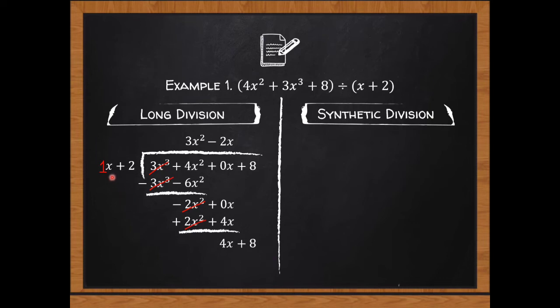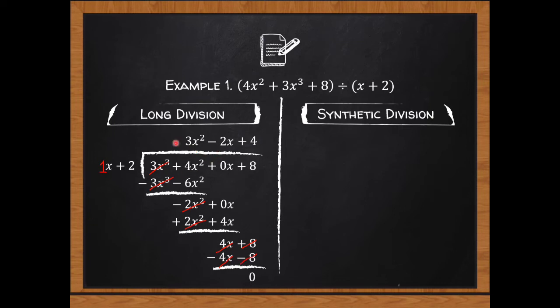4x divided by x. The answer is positive 4. So isulat natin sa itaas ng constant ang ating dividend. Now we can multiply. 4 times x is 4x. Then 4 times 2 is positive 8. Now, let us subtract. So, let us change the sign of 4x and positive 8. So, magiging negative na silang dalawa. And 4x minus 4x is 0, so cancel na natin. Then, 8 minus 8 is also 0. So, ang ating answer dito ay 0 na.